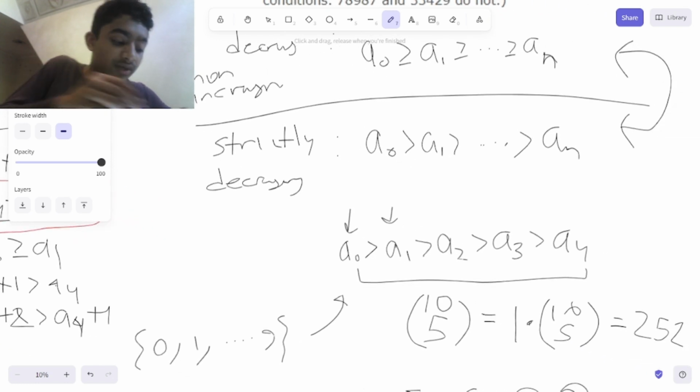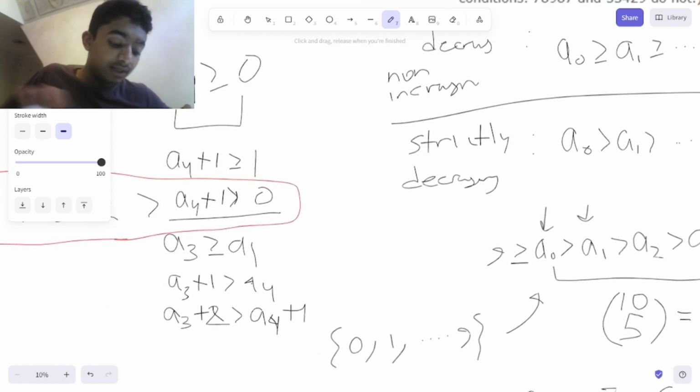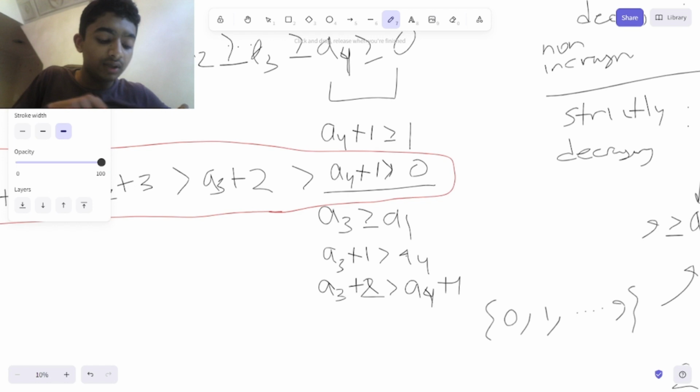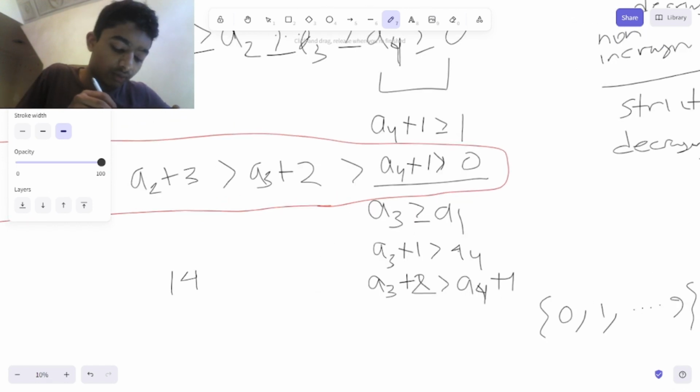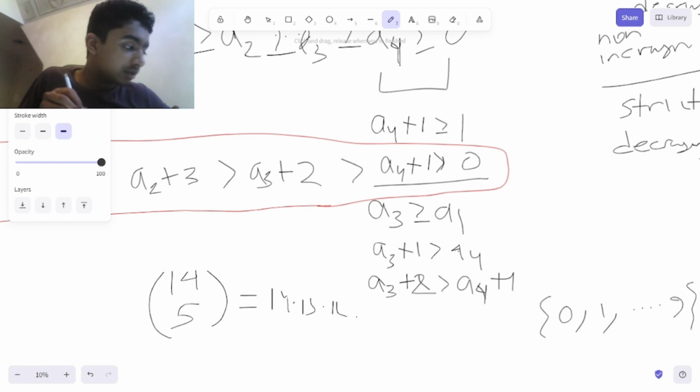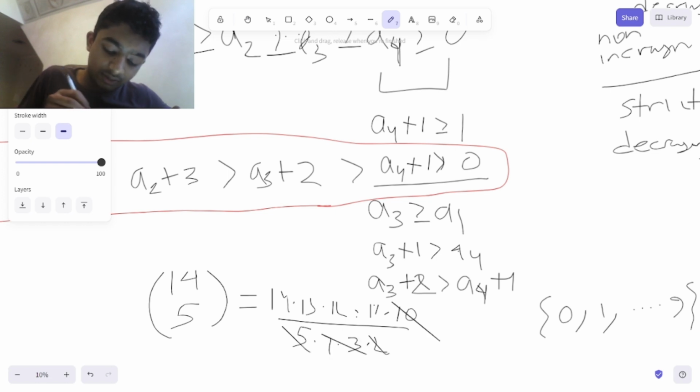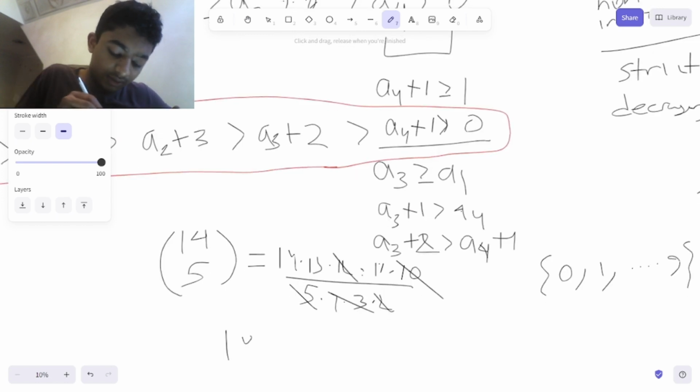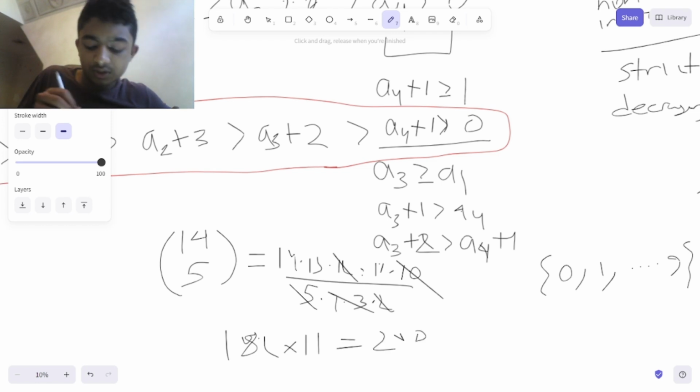We were bounded between 0 and 10, or this was greater than or equal to 0, and this was greater than or equal to 9. And there's only 10 numbers. Now there's 14 numbers. But it's the same exact thing. We have strict inequalities, so now we can use that same thing. It's like a correspondence almost. So our answer should just be 14 choose 5, which is 14 times 13 times 12 times 11 times 10 divided by 5 times 4 times 3 times 2. You could cancel these out, cancel those out, and we're left with 182 times 11, which is equal to 2002. So 2002 is 14 choose 5.